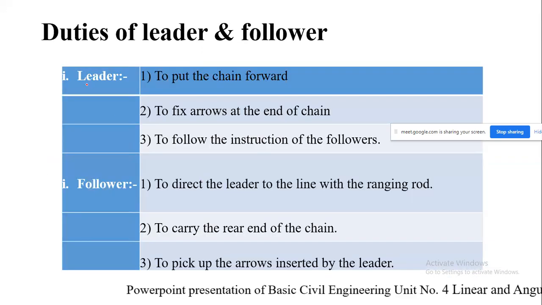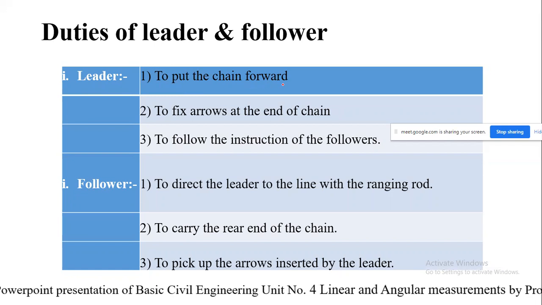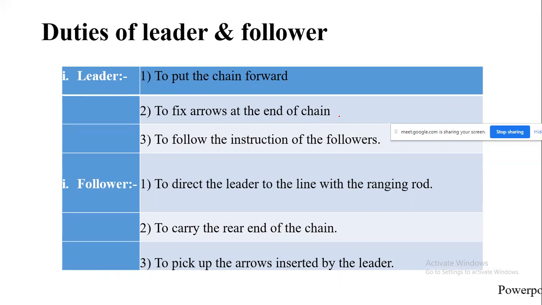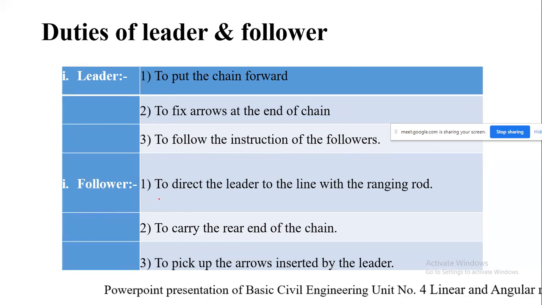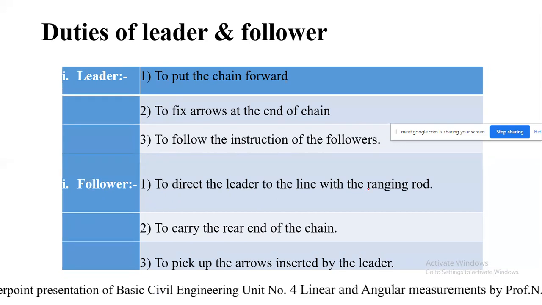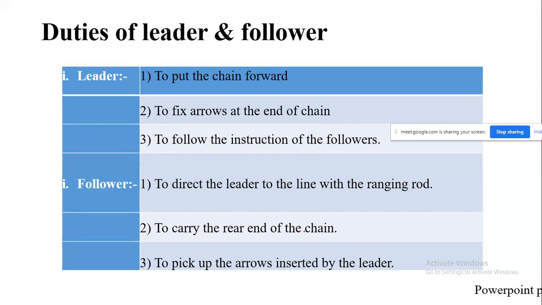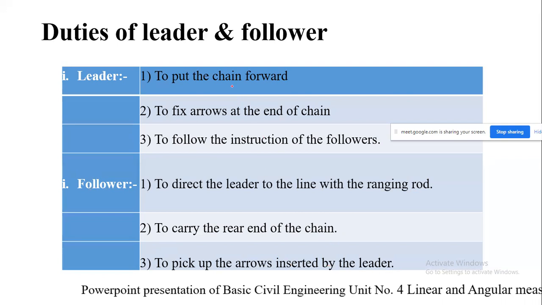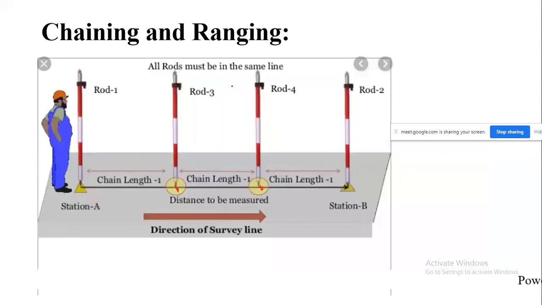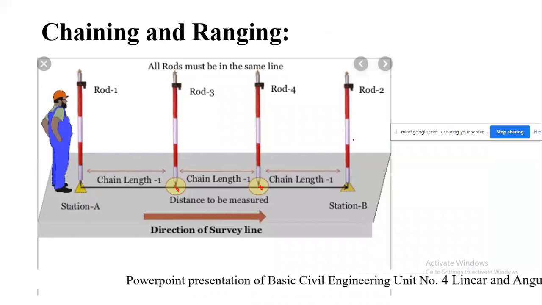So what is the work of the leader? To put the chain forward, to fix the arrows at the end of the chain, and to follow the instructions of the follower. The follower's work is to direct the leader into line with the ranging rod, to carry the rear end of the chain, and to pick up the arrows inserted by the leader. These are the duties of the leader and the follower. One person is standing here and the second is standing here; they are the leader and the follower.